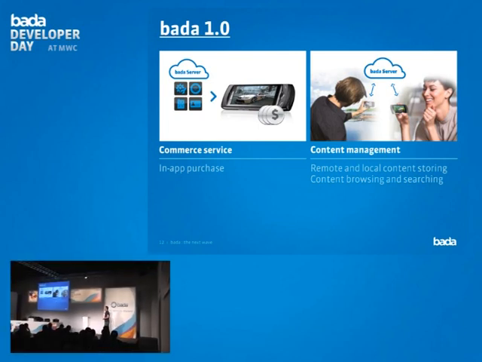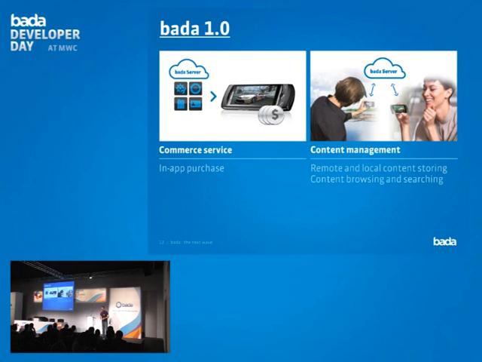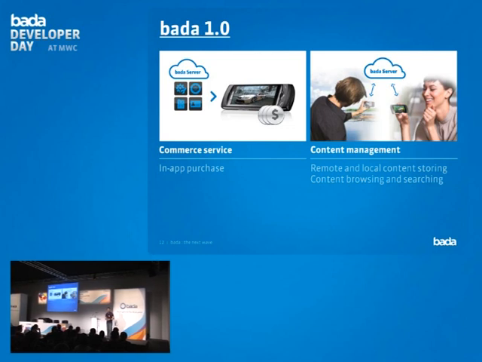Okay. Third type is commerce service. That essentially means it handles all the possibilities for you to do in-app purchases, so selling items through your application. That helps you in managing your items. It also covers all the purchasing and billing services.